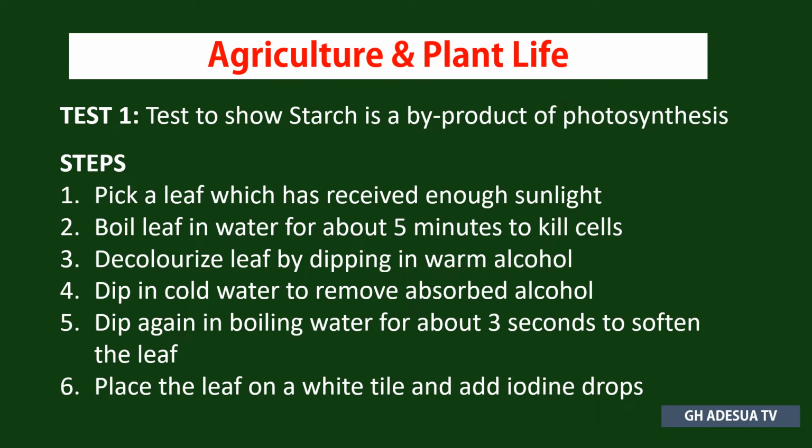Then after boiling the leaf, we will decolorize. We want to take the green color away from it, that chlorophyll pigment, so that we have the leaf without any color and we can deal with it. The test we are going to do is a color change test, so we need to get the color away so that we can have access to the raw thing and deal with it. So we'll decolorize it by dipping it in warm alcohol.